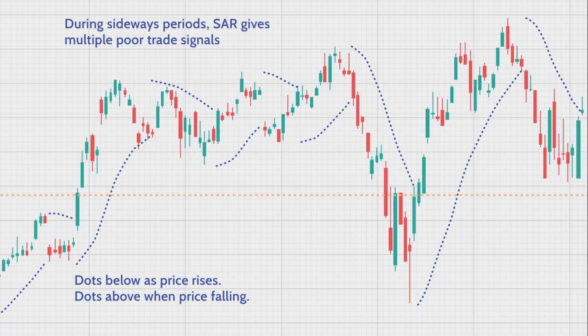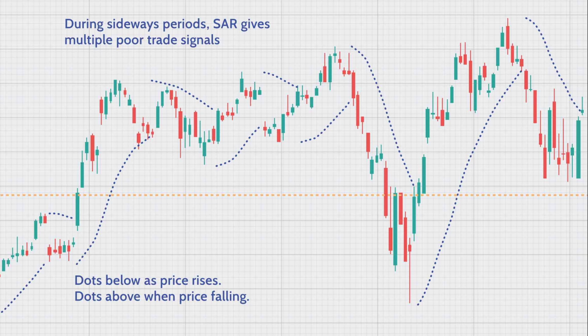The parabolic SAR is calculated based on the price movement and a specific formula that adjusts itself according to the trend's strength. It uses the acceleration factor, which increases as the trend develops. The parabolic SAR is plotted as a series of dots either above or below the price.